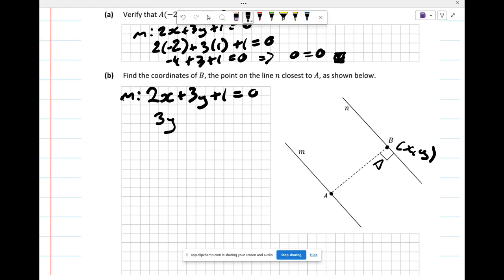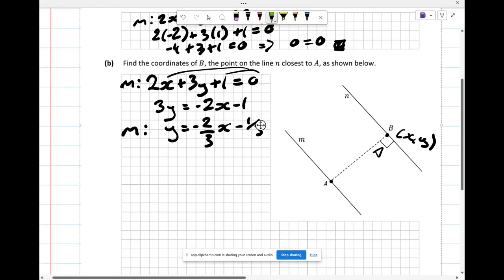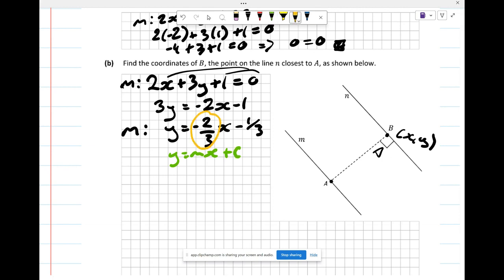So y equals mx plus c. Let's bring the x and the 1 over to this side. So that's minus 2x minus 1. And then divide everything by 3. So it's minus 2 over 3x minus 1/3. So this is our equation for M. We know that this is y equals mx plus c, so we know m is going to be minus 2/3, and our y-intercept is going to be minus 1/3. So the slope of the line M is going to be minus 2 over 3.